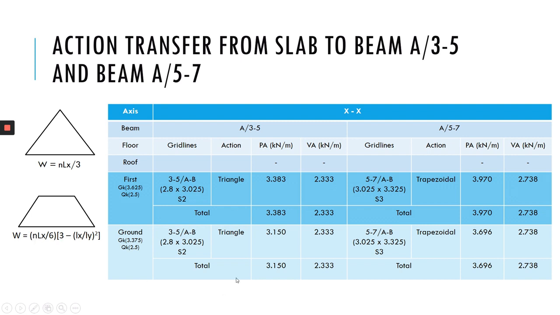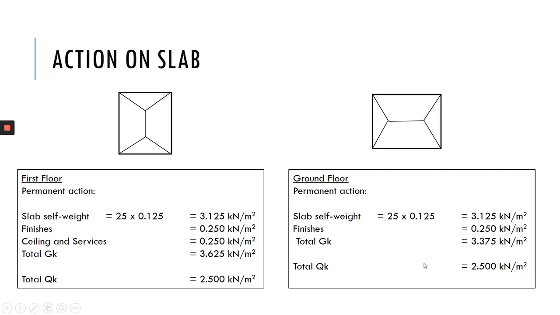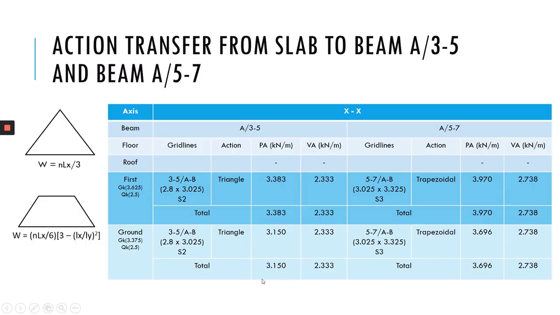Okay, for the ground floor here, the difference is only the permanent action that you are going to use, which is 3.375 for the permanent action, then variable action is 2.5. So you change the value here for your n, and then you will get this answer.